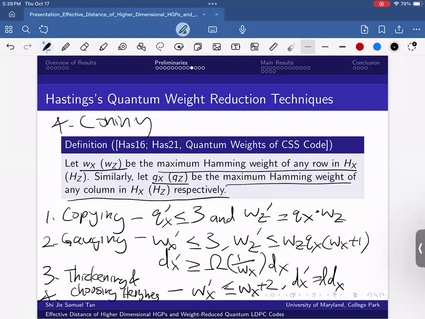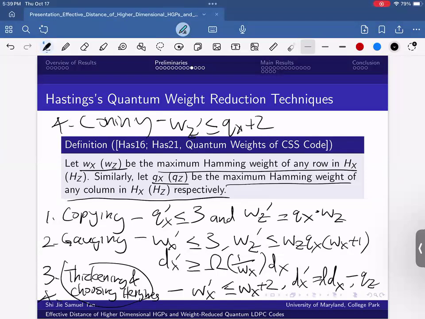Coning gives you WZ prime at most QX plus 2. So we'll be focusing on thickening and choosing heights today. And then dx dash is, what is that? L is a parameter of our choice. I will also talk about it in a bit. And then this thickening and choosing height also reduces, I think, QZ to something that depends on L2. And then I'll talk about that later too.